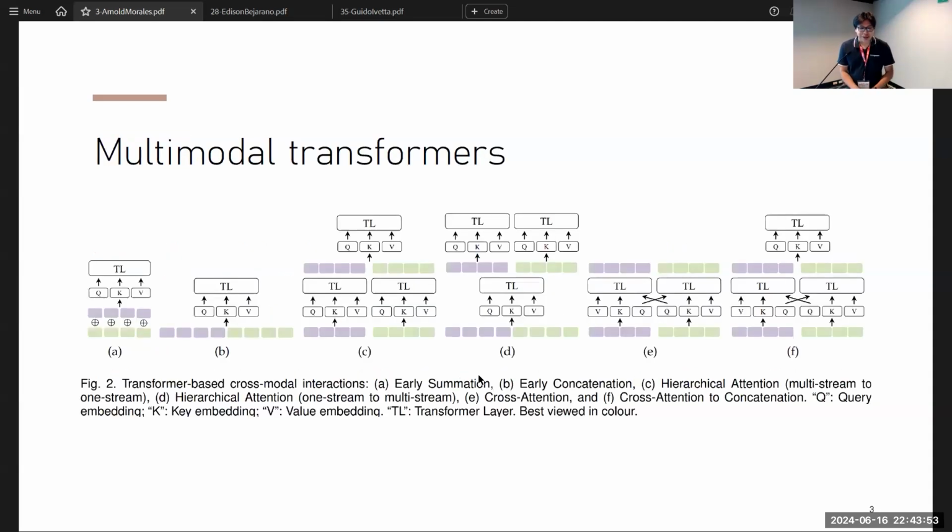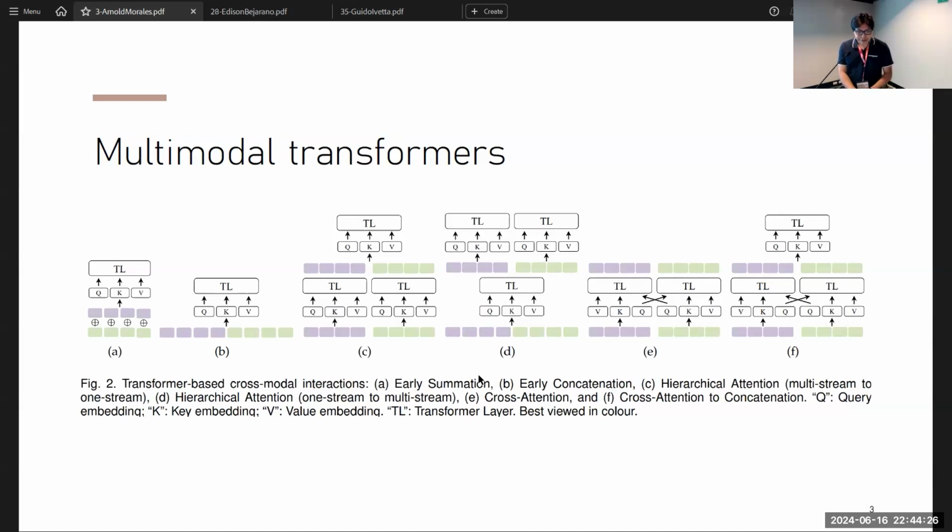So here we have a brief picture of different ways of dealing with multimodal information. Among them we have early fusion, such as summing or concatenating these representations, also the use of cross-attention mechanisms, and hierarchical attention, which basically consists of one stream to multi-stream, or multi-stream to one stream, processing each input by a different transformer layer.